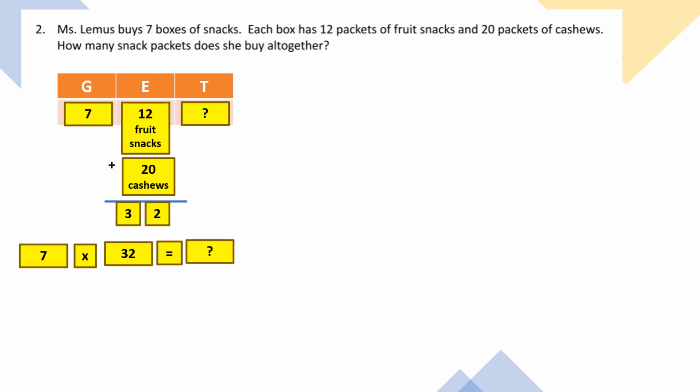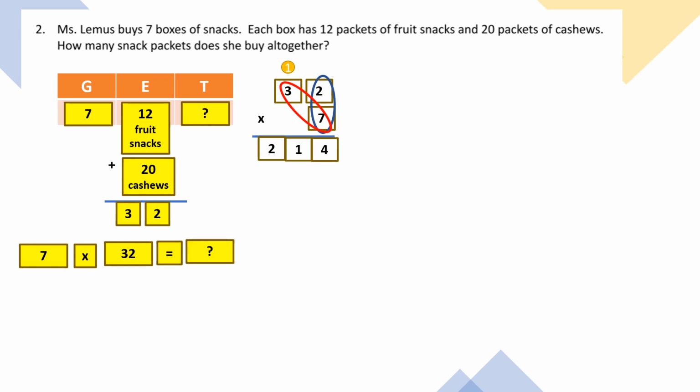All right, well, let's set up our problem vertically so that I can use the standard algorithm to solve. So we have 32 times 7. All right, let's go ahead and get started. 7 times 2 is 14. So I'm going to write my 4 in the ones place and carry my 1 over the tens place. Next, I'm going to multiply 7 times 3. And 7 times 3 is 21.